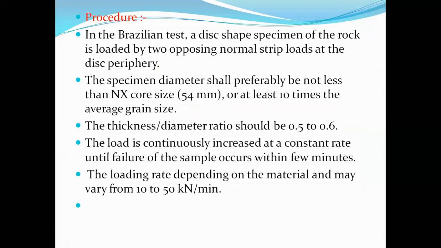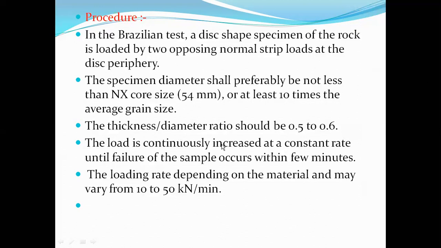As per ISRM standards, the preferable core size is NX size, which has a diameter of 54 mm, or, in case you can't get it, at least 10 times the average grain size. Next, the thickness to diameter ratio. Since the specimen we'll be using is disc shaped, how much should the thickness be, half of the diameter or more than half? That's nothing but 0.5 to 0.6 times the diameter of the specimen. Thickness to diameter ratio should be 0.5 to 0.6.